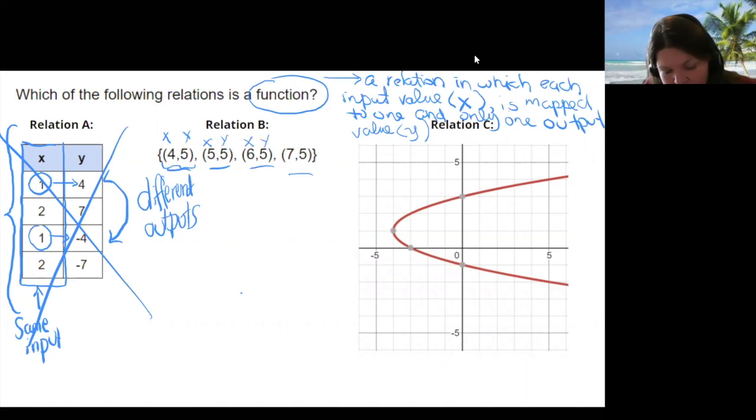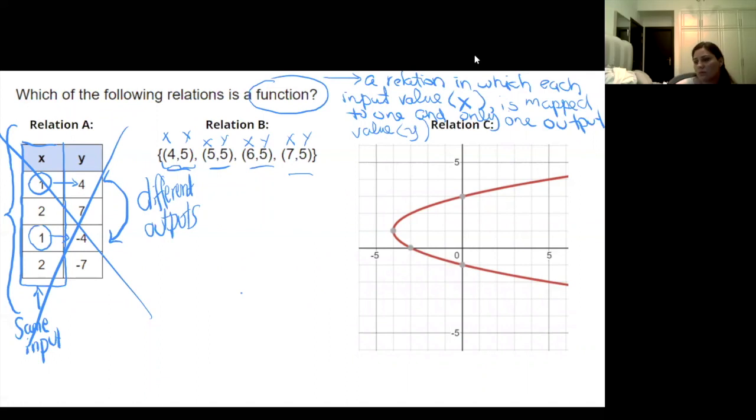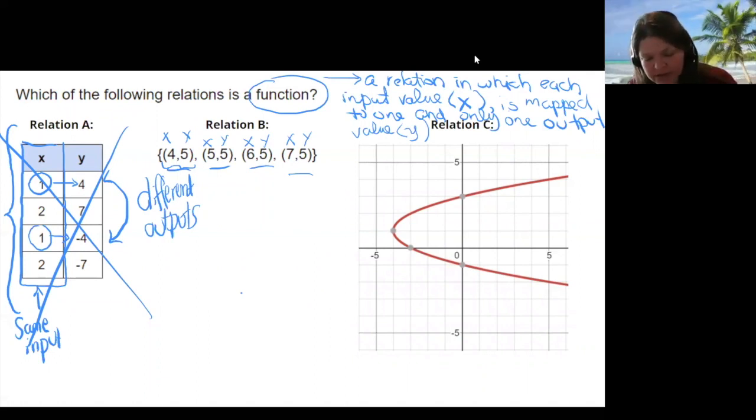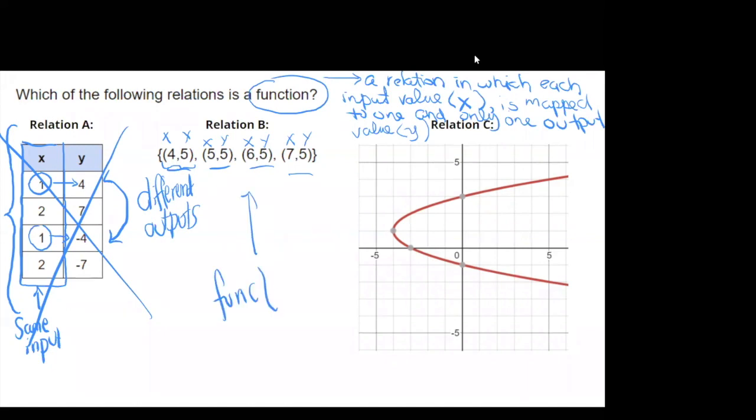Okay, so let's consider this. Do we have any x's that are cheating, seeing more than one y? Do we see the same x with different y's? No, no, then this looks pretty good. I'm thinking this might be a function, because it has no different numbers. Yeah, it's all these different x's.